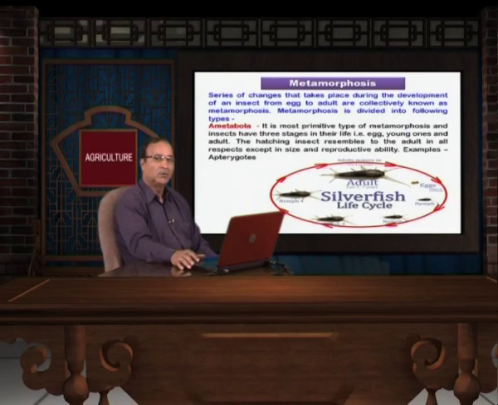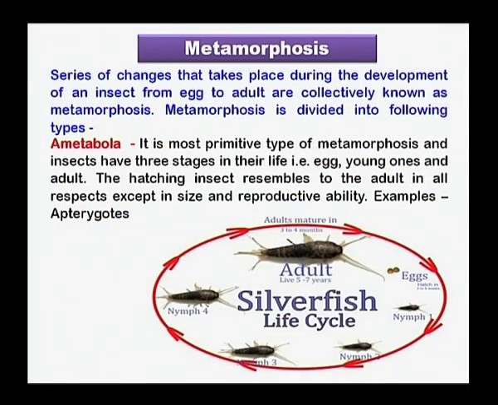Now, after going through the types of larvae and pupae, we shall switch on to the next topic, that is metamorphosis. Now, metamorphosis means the changes which occur from egg hatching until the adult is seen, or we can say any type of change which we encounter after hatching to the emergence of the adult is termed as metamorphosis. Metamorphosis may be of different types.